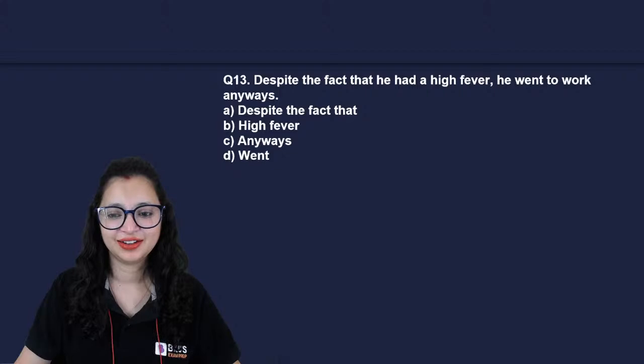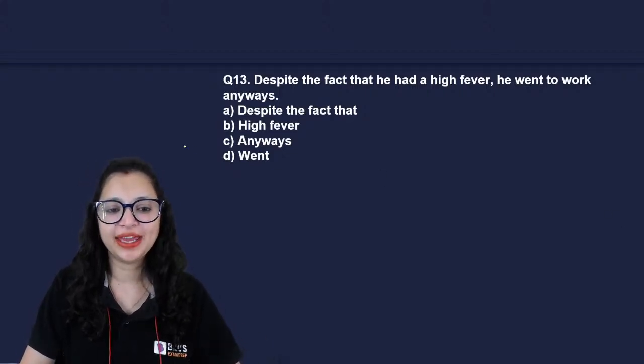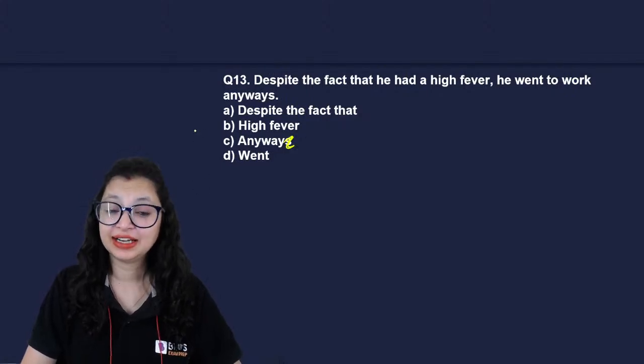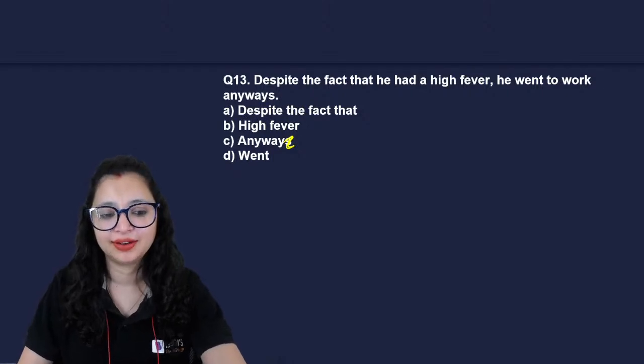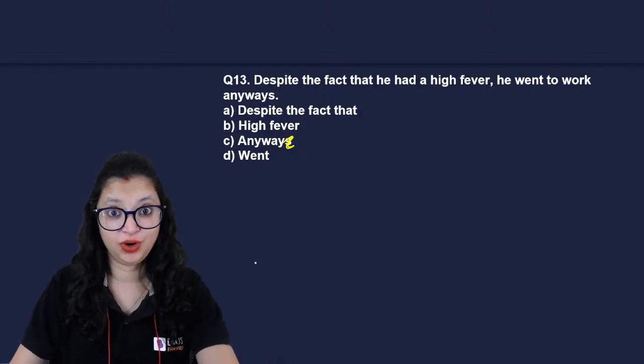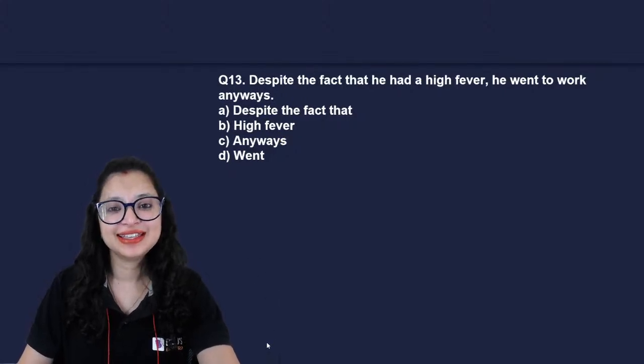C. All right. Okay. See, anyways is no word. It should be anyway. And you're absolutely right. The correct sentence should be, despite the fact that he had a high fever, he went to work anyway. Instead of anyways, we say anyway. So anyways is no word. It's a casual word. We don't use it in grammar. So C is the answer here.